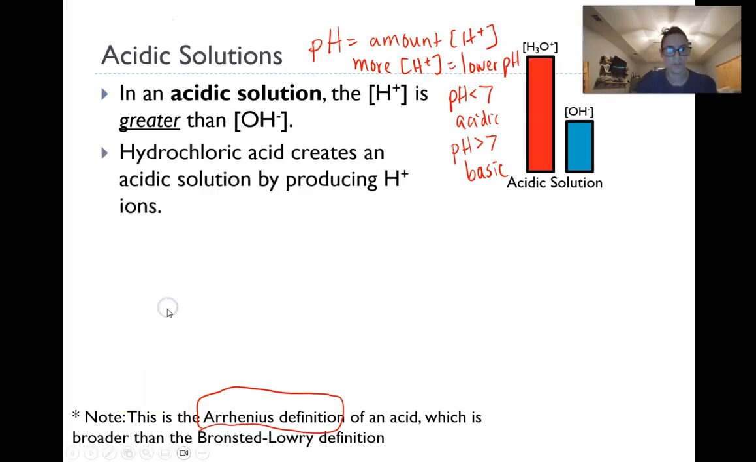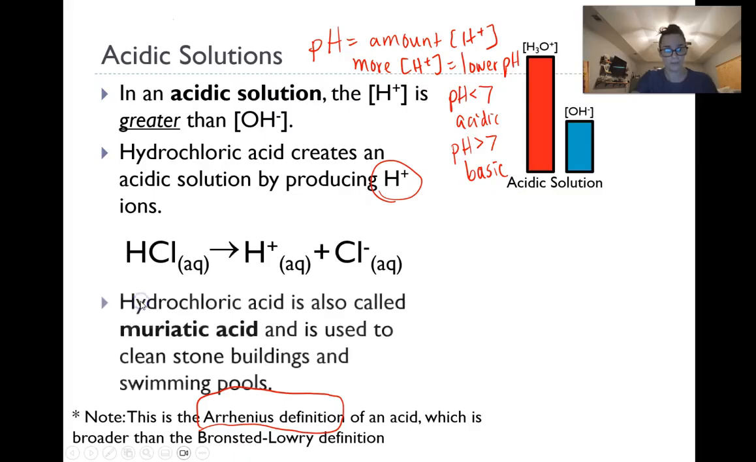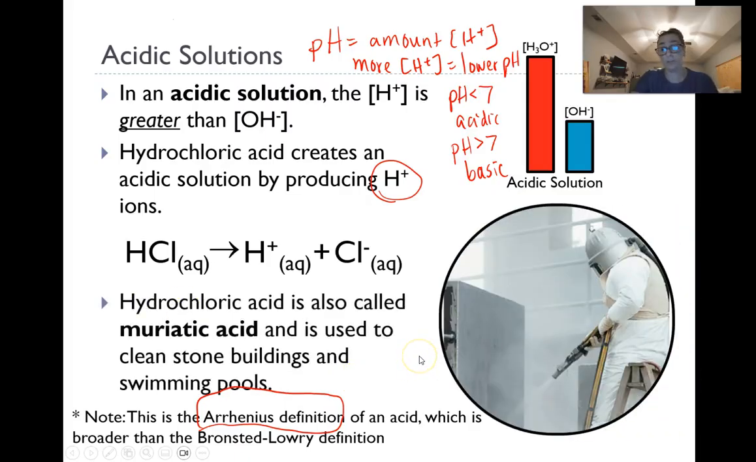Okay? So hydrochloric acid creates an acidic solution by producing those hydrogen ions, right? And so you're going to increase the concentration of hydrogen ions in solution, therefore you're going to have an acidic solution. And this is just a fun fact: hydrochloric acid is also called muriatic acid. It's what's used to clean swimming pools and stone buildings. So yeah, more you know.